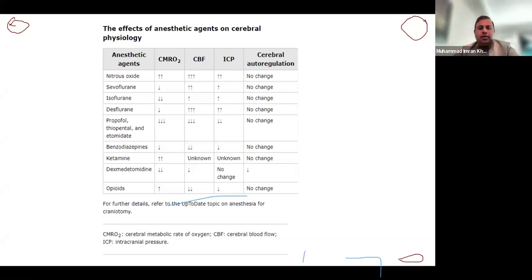Same goes for your benzodiazepines. For ketamine, the CMRO2 is increased, but the CBF and ICP are unknown, and there's no change in the autoregulation. For dexmedetomidine, the CMRO2 is decreased, the CBF is decreased. And for opioids, the CMRO2 is increased and the CBF and ICP are decreased.